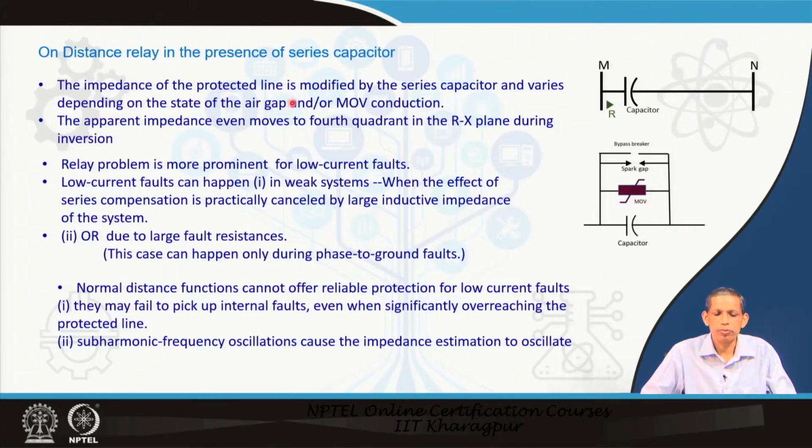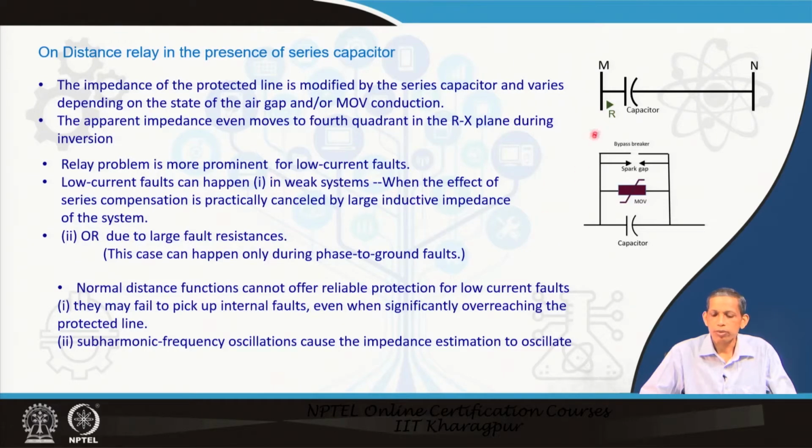The impedance of the protected line is modified by the series capacitor, and varies depending on the state of the air gap and or MOV operation. Note that the state of the series capacitor in the fault loop depends upon the MOV and the spark gap arrangement. The apparent impedance even moves to the fourth quadrant in the RX plane, as we have observed in the current and voltage inversions. That leads to such a situation. Relay problem is more prominent for low fault currents.